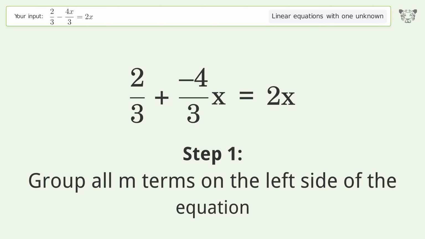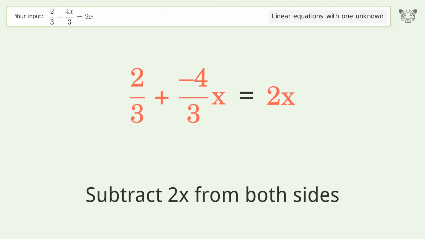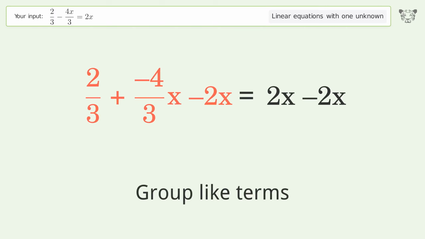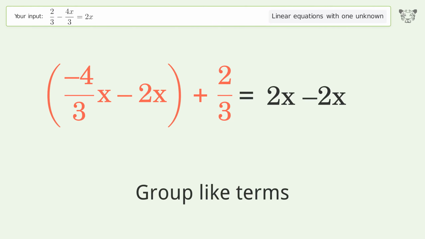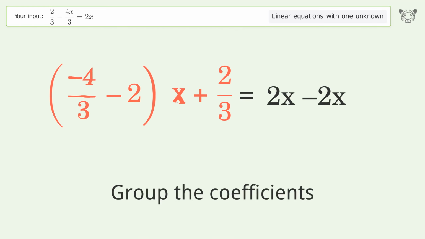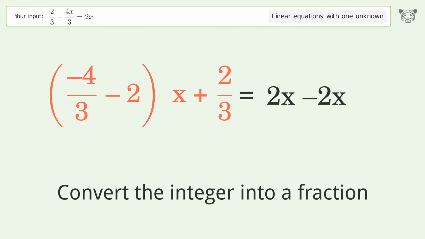Group all m terms on the left side of the equation. Subtract 2x from both sides. Group like terms. Group the coefficients. Convert the integer into a fraction.